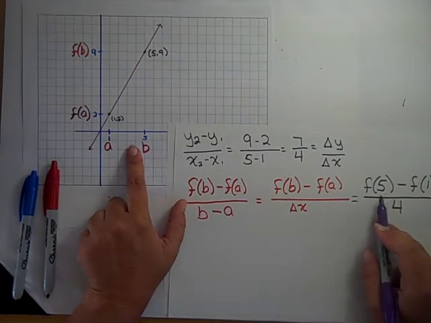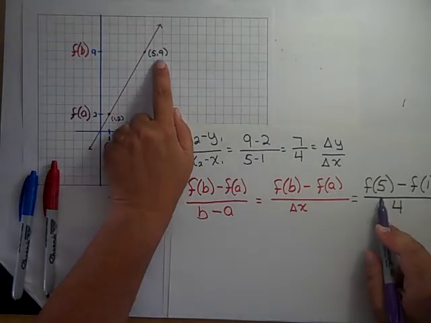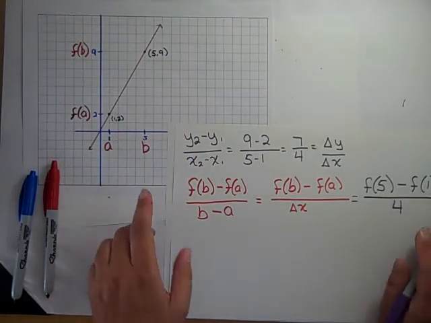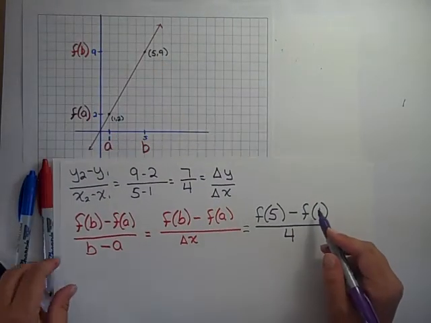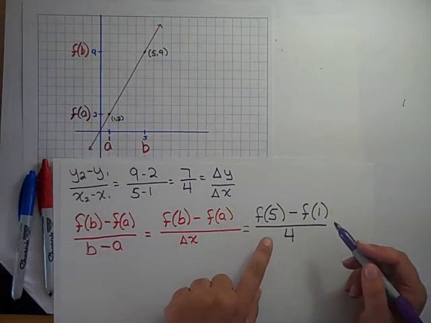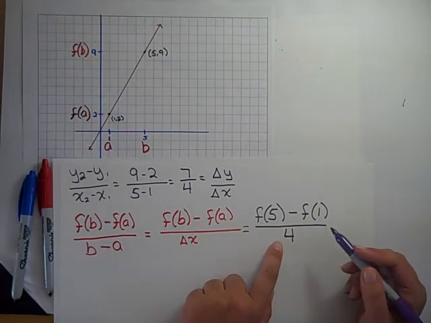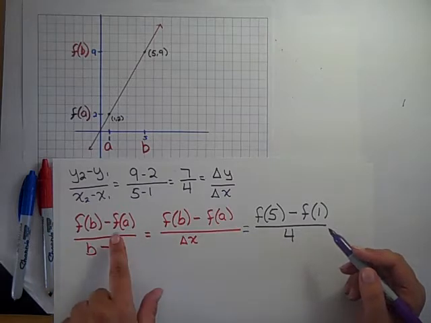Okay, now we can find f of 5, right? We happen to know that it's 9. We can find f of 1. We happen to know that it's 2. But we're going to leave our form just like this for now. We're not going to go ahead and do the whole slope.